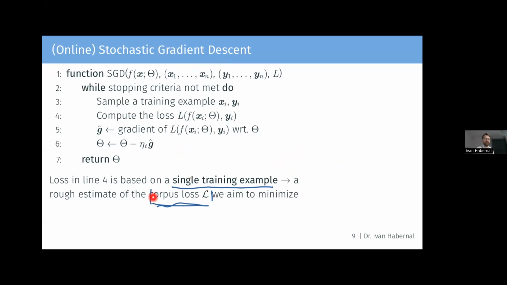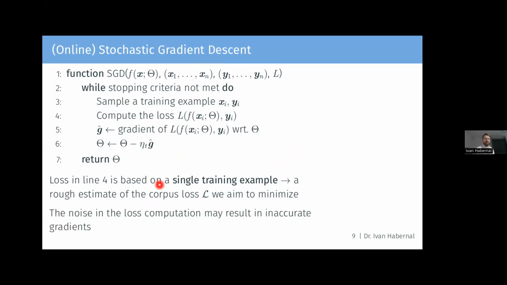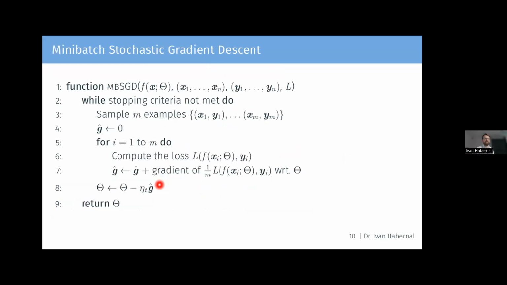You can use mini-batch stochastic gradients. And so this is the algorithm for training neural nets. Mini-batch. So how does it work? We have the same kind of setup.